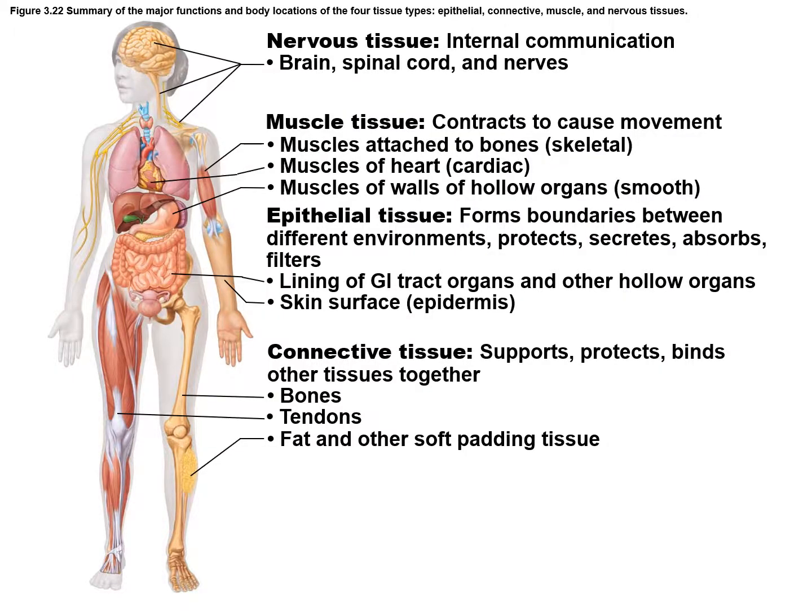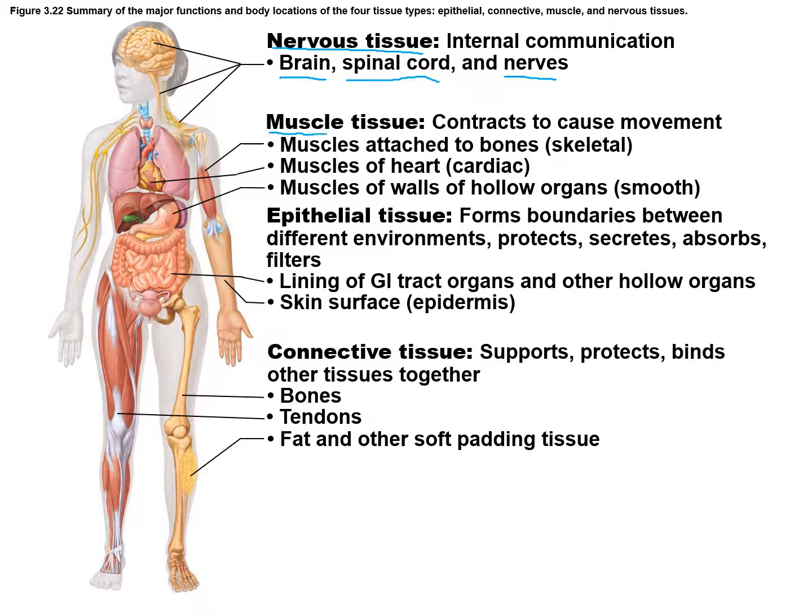Let's dig a little bit deeper into these four types of tissue. Again, we have nervous tissue, muscle tissue, epithelial tissue, and connective tissue. The tissue that is here will be nervous tissue. Nervous tissue is involved in internal communication, and it uses electrical impulses to communicate with itself and with other tissues as well. An example of this would be your brain, your spinal cord, and your nerves.